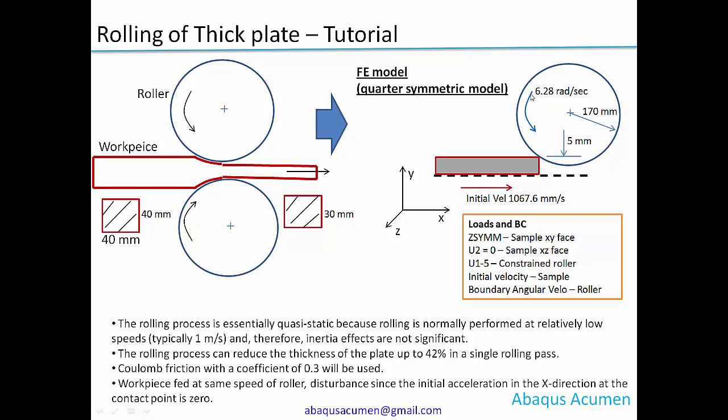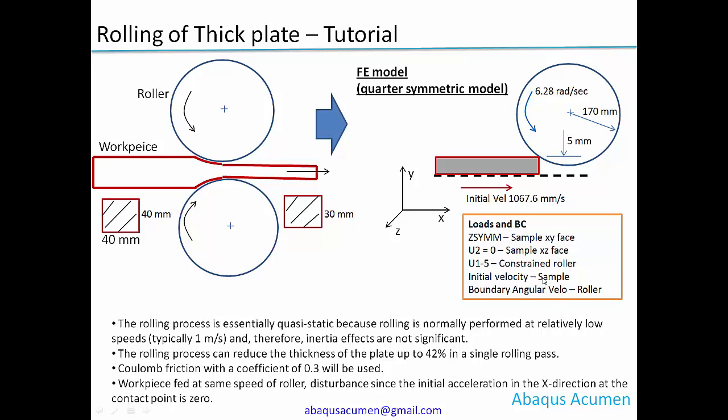So the roller is moving with an angular velocity of 6.28 radian per second, and if you calculate with the simple r omega formula, the tip velocity is around 1.067 meter per second. With the same velocity we need to feed this workpiece so that there won't be any jerk or acceleration at this contact point.